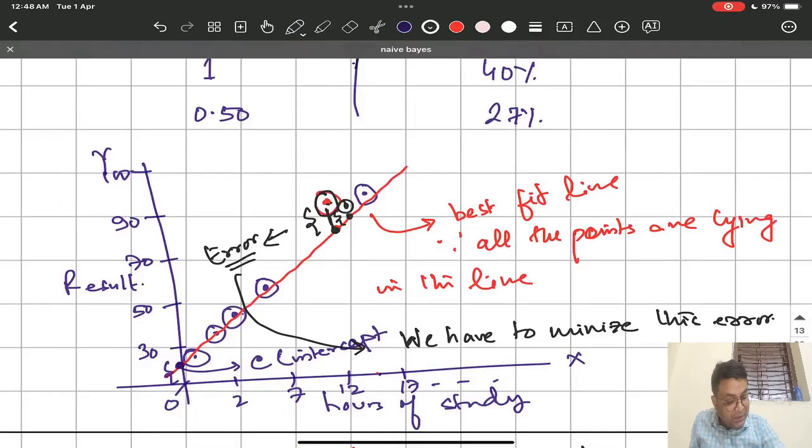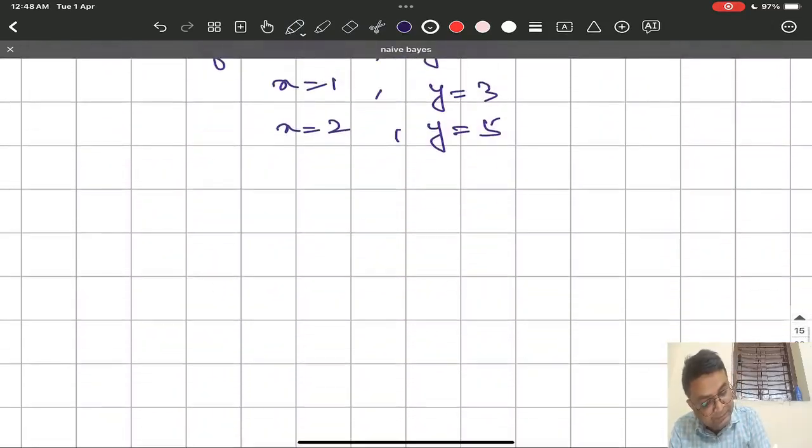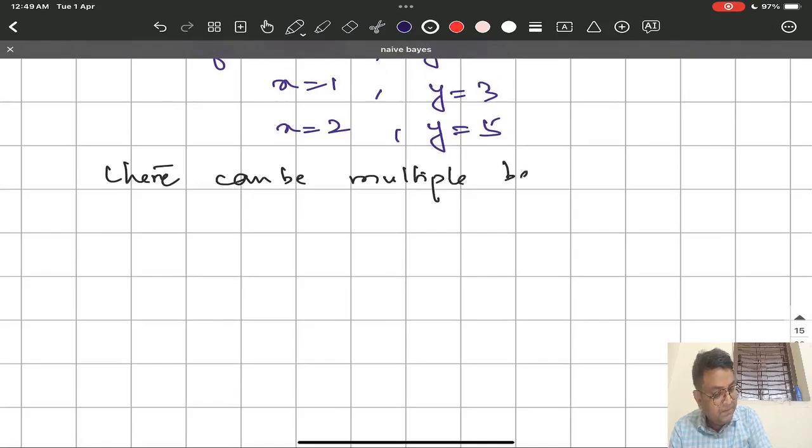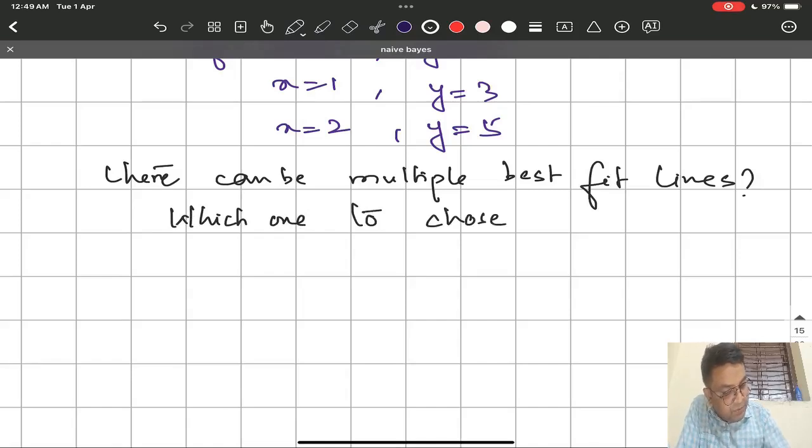So this is a best fit line, but there can be multiple best fit lines. Let me tell you, for the graph there can be multiple best fit lines. Let me write it: there can be multiple best fit lines. Then a question arises, which one to choose?